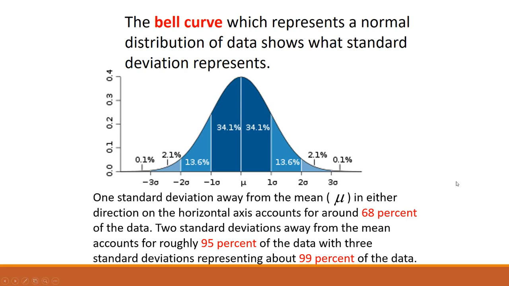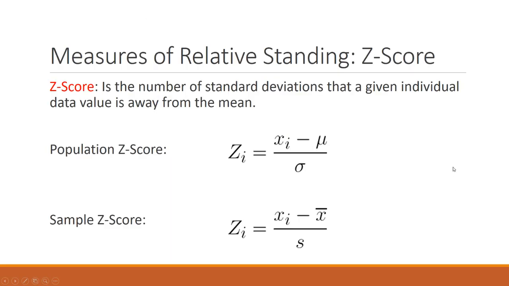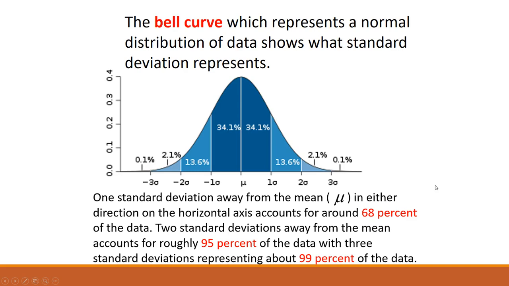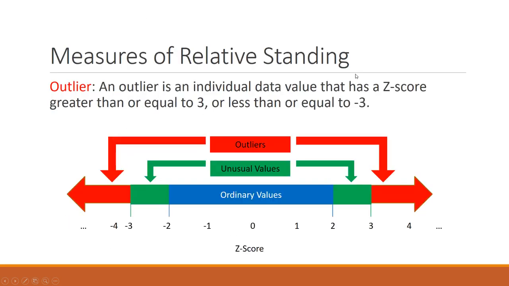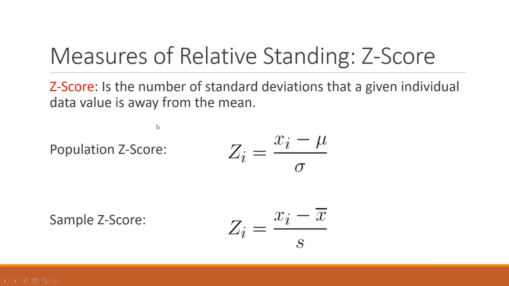All right, that's a very important concept. So what we want to do here, I've been alluding to this. I've been alluding to the fact that any particular value can be measured in terms of the number of standard deviations that they are above the mean. Well, let's make that more concrete. This measurement is called a z-score. It is the number of standard deviations that a given individual data value is away from the mean.